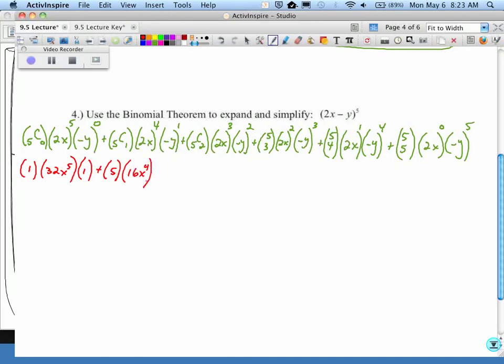What's 5C2? 2x cubed would be 8x cubed, positive y squared. Now, keep in mind we went up. We're at the end of the beginning, right? So 1, 2, 3 terms. We have 3 more in the back. So 1, 5, 10 are the coefficients that we will use again.